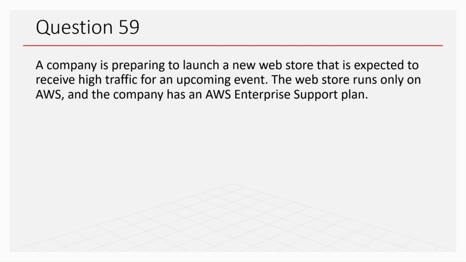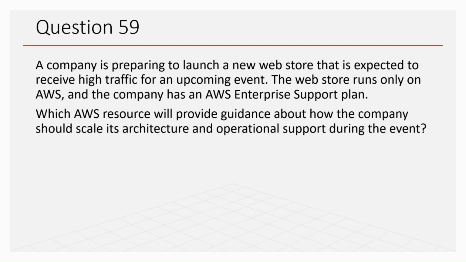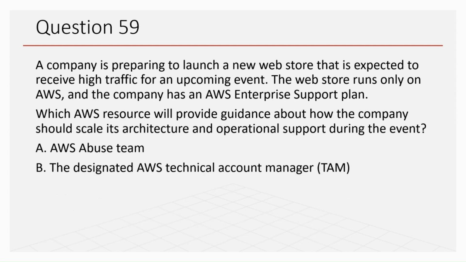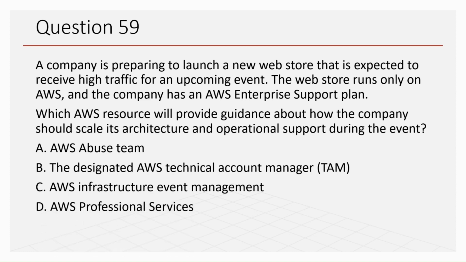Now, let's look into the next question, question number 59. A company is preparing to launch a new web store that is expected to receive high traffic for an upcoming event. The web store runs only on AWS, and the company has an AWS Enterprise Support plan. Which AWS resource will provide guidance about how the company should scale its architecture and operational support during the event? And the options are A, AWS Abuse Team, B, the designated AWS Technical Account Manager, C, AWS Infrastructure Event Management, D, AWS Professional Services. And the correct option is C, AWS Infrastructure Event Management.